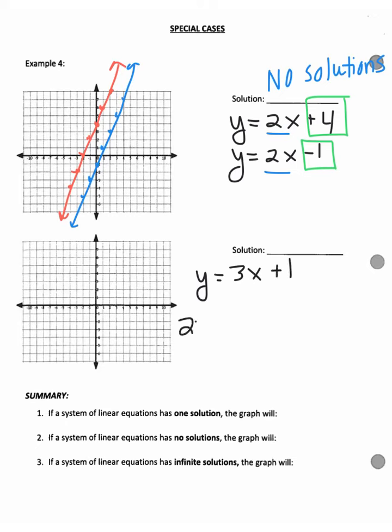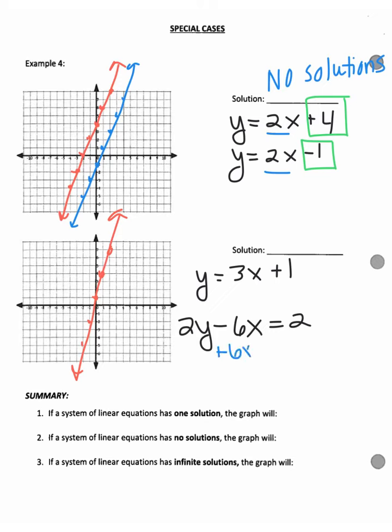So the next example I'm going to have you do is going to be y equals 3x plus 1 and 2y minus 6x equals 2. So the first equation's in slope-intercept form. So my y-intercept is 1, my slope is 3, up 3 over 1. Can also go down 3 and back 1. And so this is my first line. The second equation is not in slope-intercept form, it's in standard form.